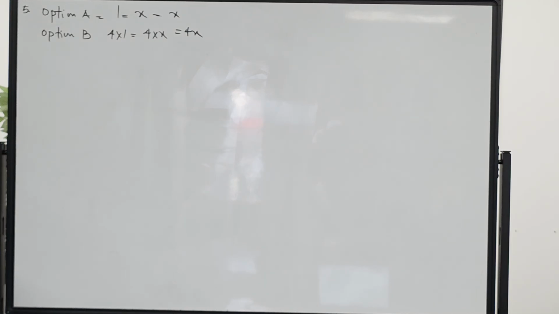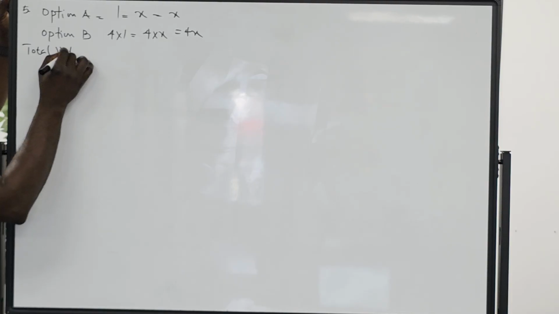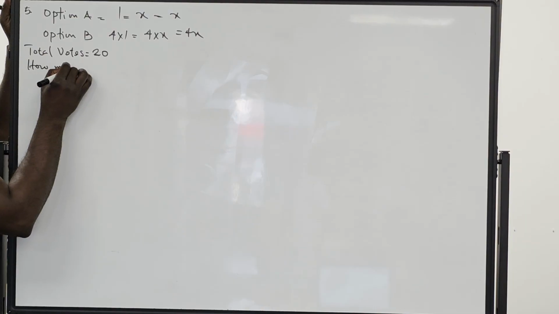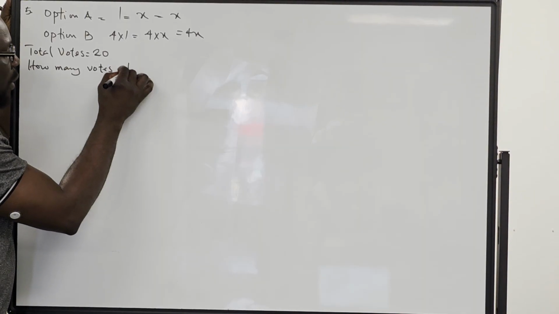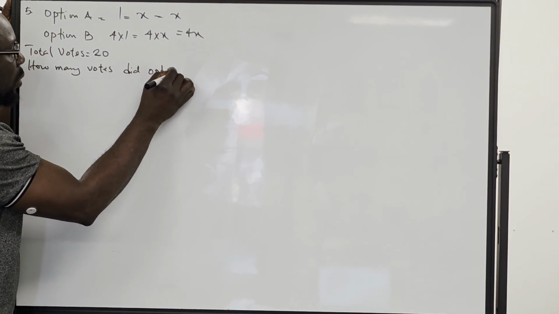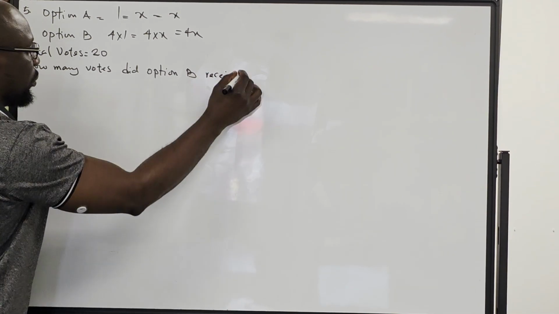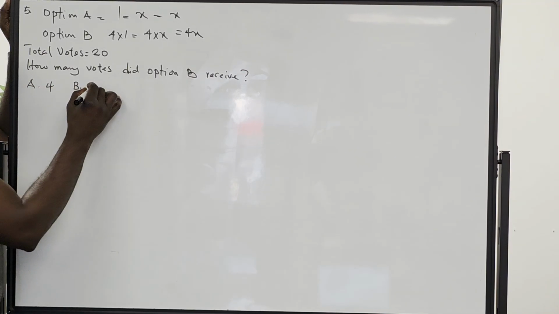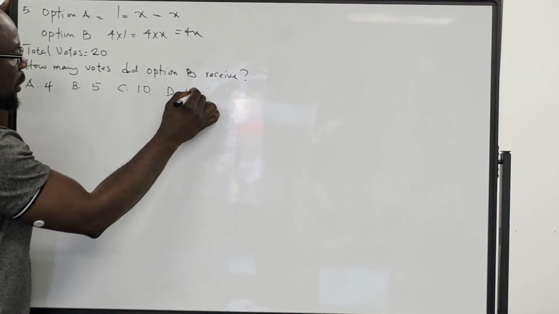Given that there was a total of 20 votes, how many votes did option B receive in total? So we have total votes is 20. How many votes did option B receive in total, right? Option A is 4, option B is 5, option C is 10, and option D is 16.